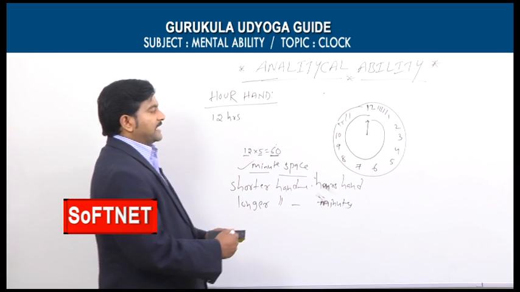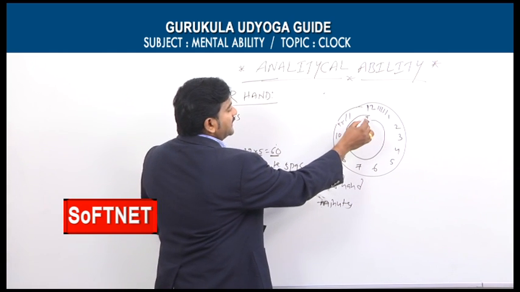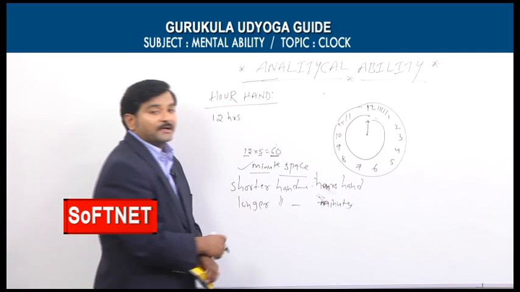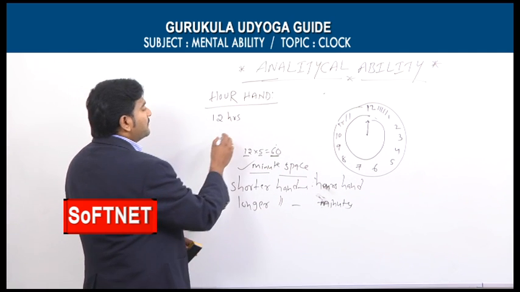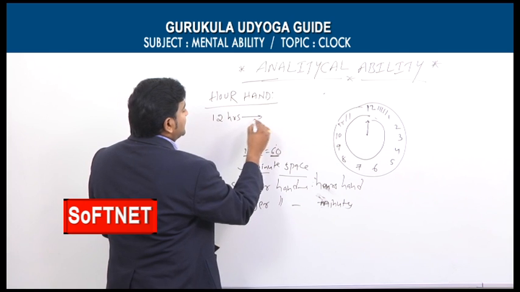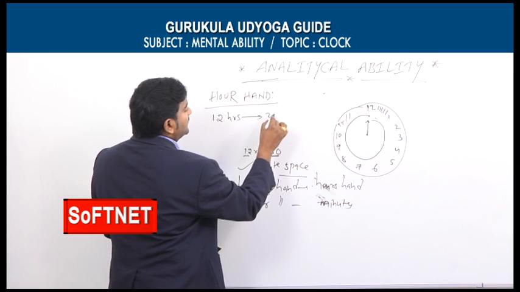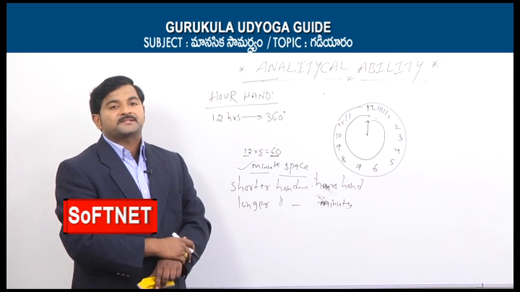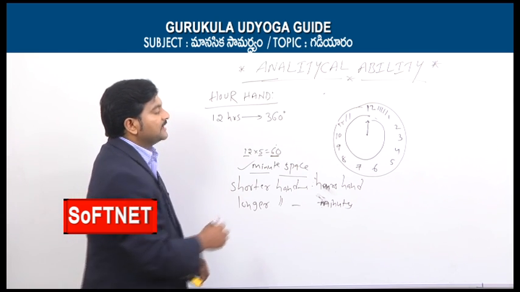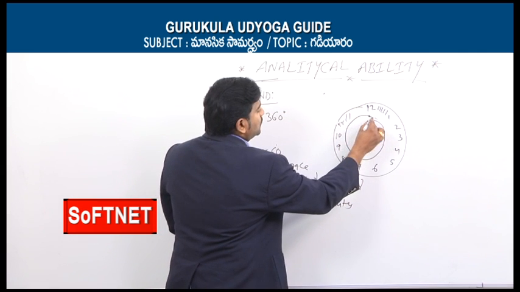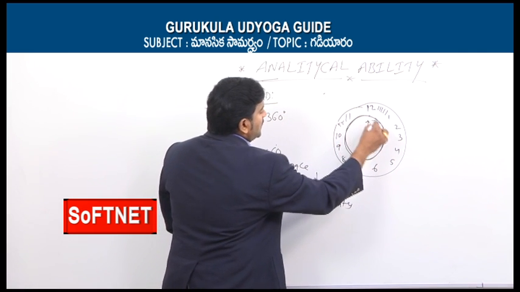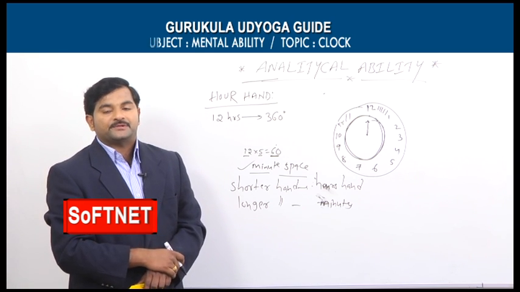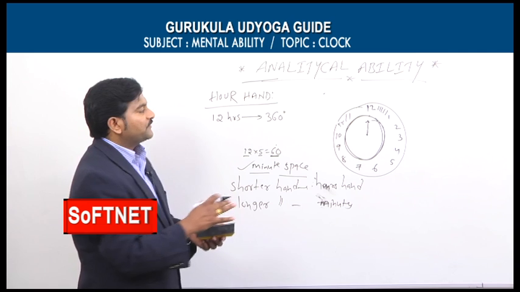For example, as I already told you, the hours hand is located at 12 and the hours hand made one complete revolution. So what does it mean, my dear students? The hours hand in the span of 12 hours made how many degrees? 360 degrees. How can you say the hour hand made 360 degrees in the span of 12 hours? From 12 o'clock to 12 o'clock, the hour hand made a complete revolution. Complete revolution means it forms a circle.